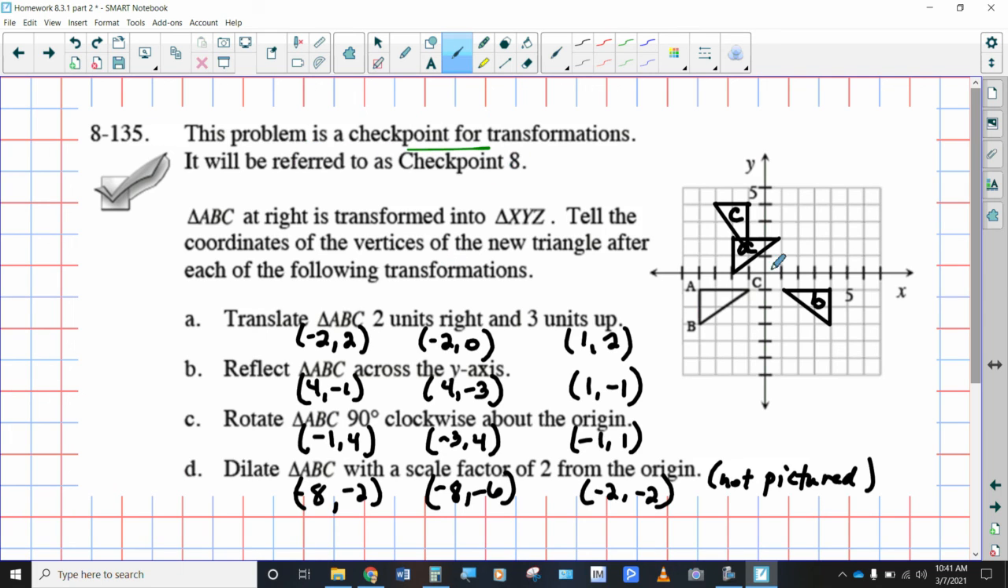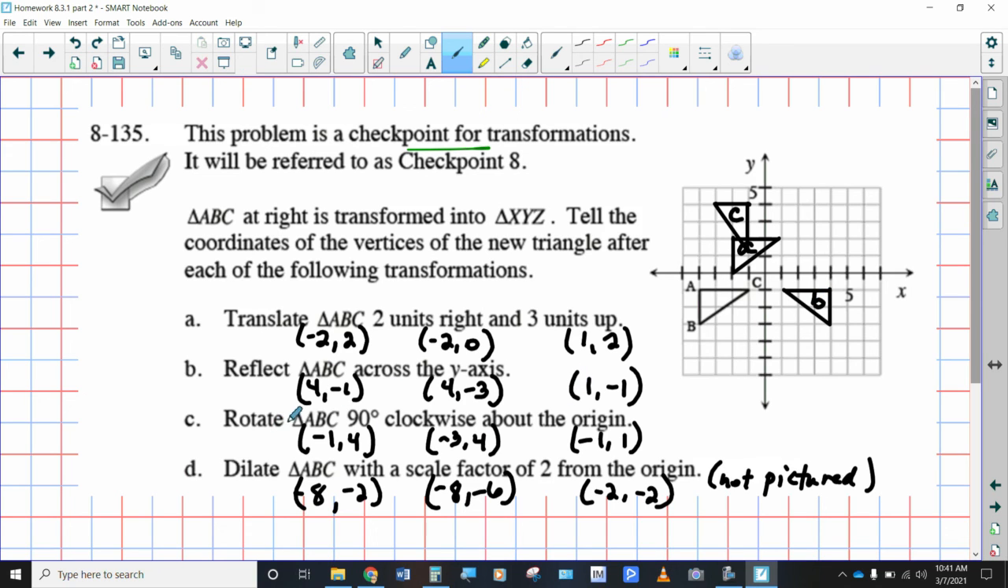Okay, so at this point, we want you to know how to do all transformations in 8th grade. So take the original ABC here and translate it 2 units to the right, 1, 2, and 3 units up. That would be the new image after translation, and these are the new vertices. That's 1, 2, negative 2, 2, and this is negative 2, 0. Then we have to reflect it across the y-axis. So this is the one that's across the y-axis. These are all the points.